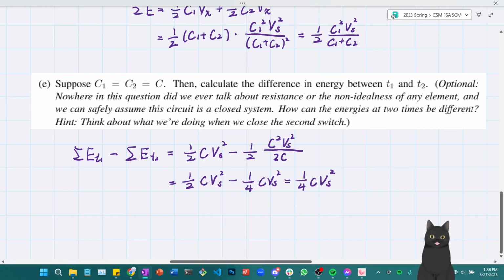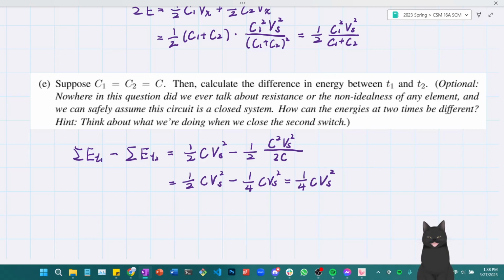So now let's talk about the optional part of the question. Nowhere in this question do we ever talk about resistance or the non-idealness of any element, and we can safely assume that this circuit is a closed system. Yet, conservation of energy doesn't seem to hold because, as you can see, by switching or by tapping on the switches, we have successfully made the circuit lose a little bit of energy. So how can that happen? How can energy not be conserved?